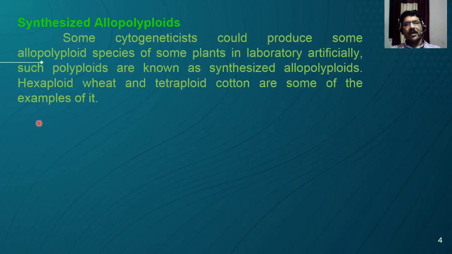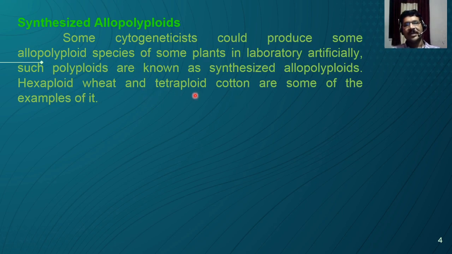Now we will proceed to synthesized allopolyploids. Some cytogeneticists could produce allopolyploids. Such polyploids are known as synthesized allopolyploids, meaning these polyploids have been produced in the laboratory. For example, hexaploid wheat and tetraploid cotton are produced in the laboratory. Scientists have also produced other types of tetraploids, but here we are only considering these two examples, hexaploid wheat and tetraploid cotton.